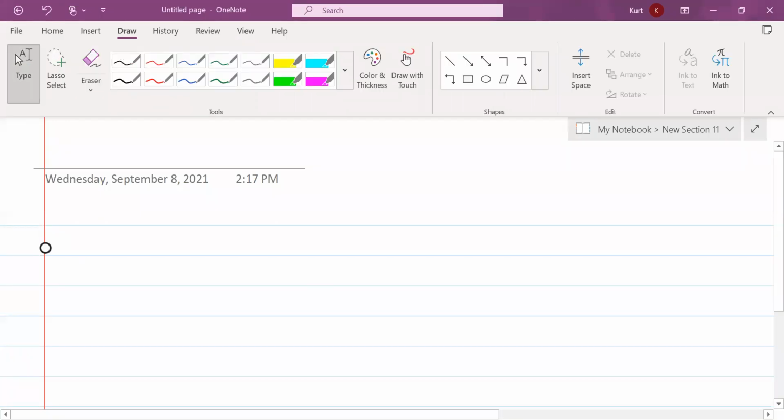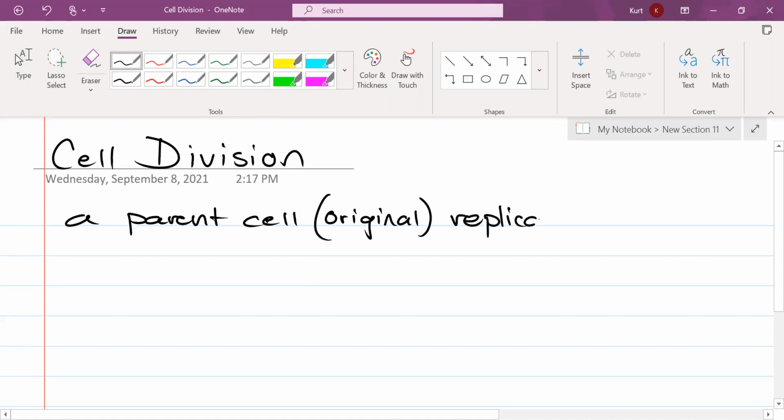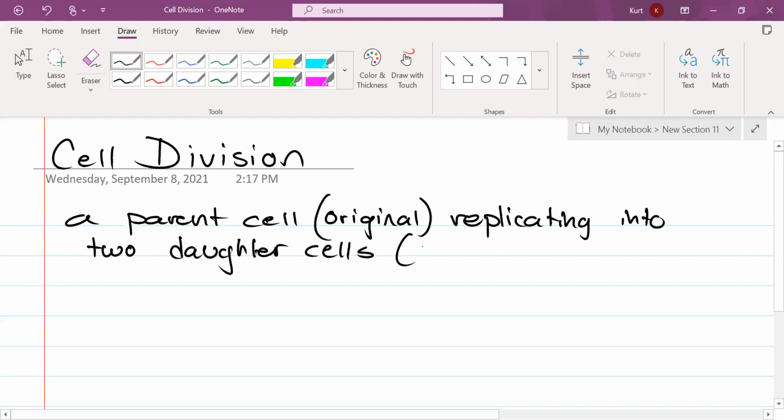Okay, today is the last lesson of cells for anatomy and physiology. It's going to be called cell division. Cell division is all about a parent cell, which is known as the original, replicating into two daughter cells, which are the new cells.